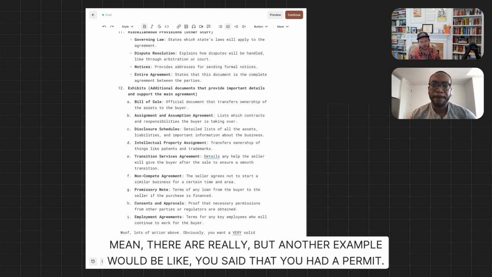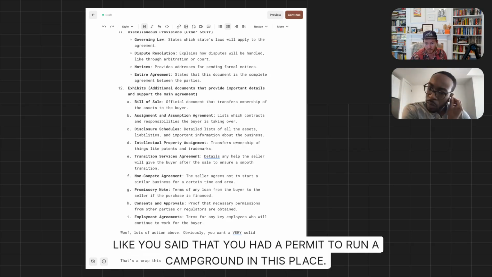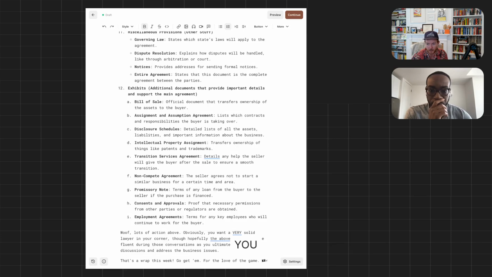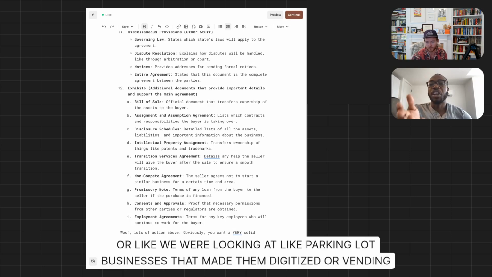I mean, there are really, but another example would be like, oh, you said that you had a permit. What would be an example? Like you said that you had a permit to run a campground in this place, you don't. And I just bought the campground and it doesn't have a permit, so I'm not allowed to operate it. Yeah, you screwed me.